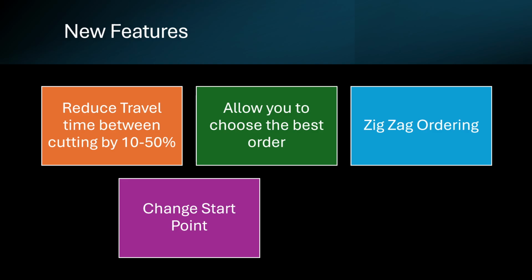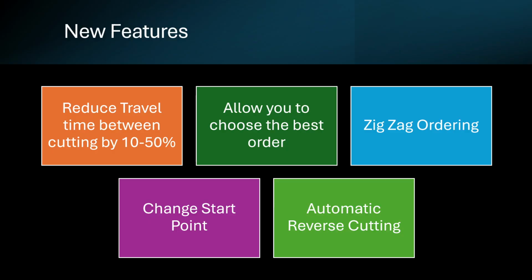So changing the start point within a circle or within a rectangle, or indeed at any lift point in your geometry. And we're also allowing for automatic reverse cutting. So changing the direction of a line in order to more intelligently and more efficiently go through your job.